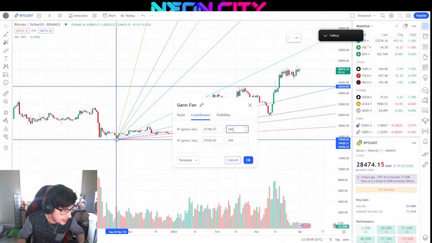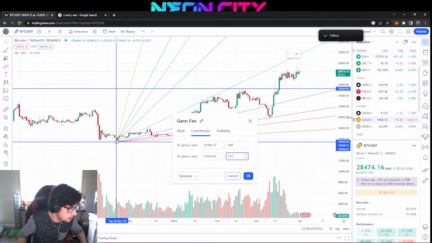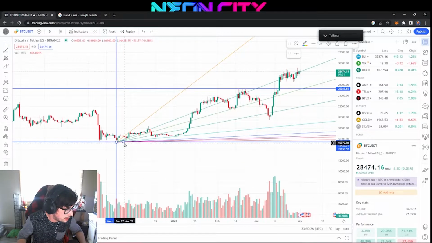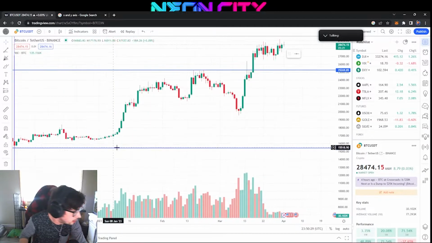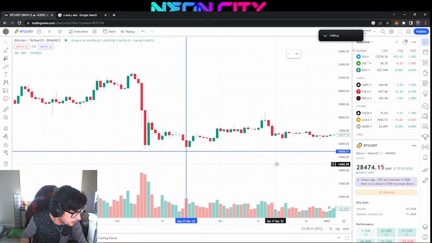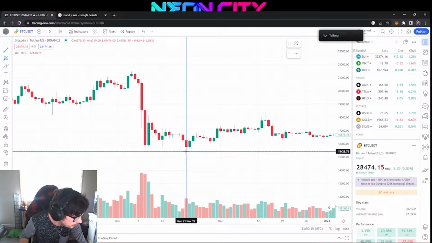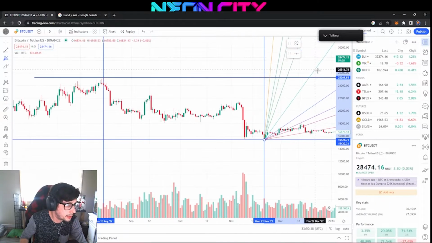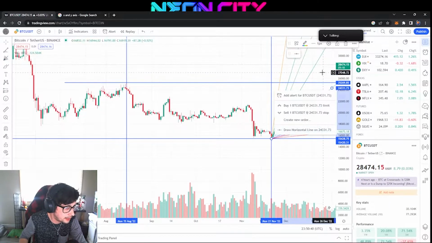Anyway, so 168 bars. So we add 5. That's 173. But if we add 5 units, we also have to multiply the price by 5. So let's do it again. Let's just make sure it's accurate. So let's take the Gann here, set it there, doesn't matter.